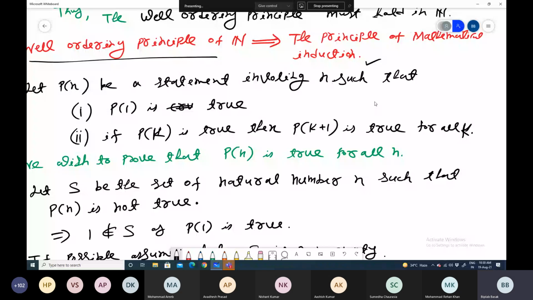Is that clear? Yes, sir. Right. So this is the difference only. Okay.